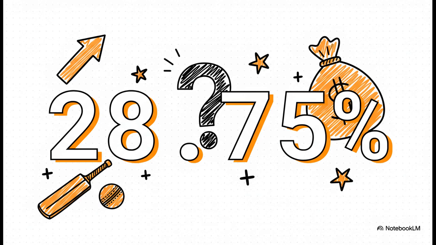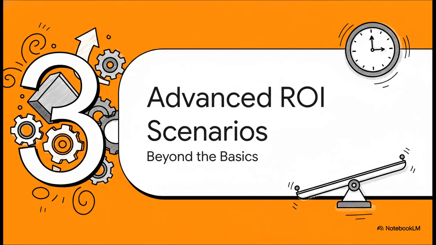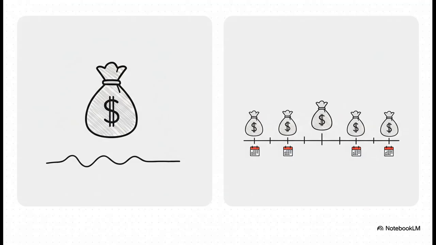But is that really the whole story? Well, not by a long shot. This is where we go from just doing the math to actually thinking like a strategist. That basic formula is a fantastic start, but the real world is messy. So let's level up our analysis by looking at two factors the basic formula completely ignores: time and leverage. You know, the biggest weakness of that basic ROI formula, it's completely blind to time.